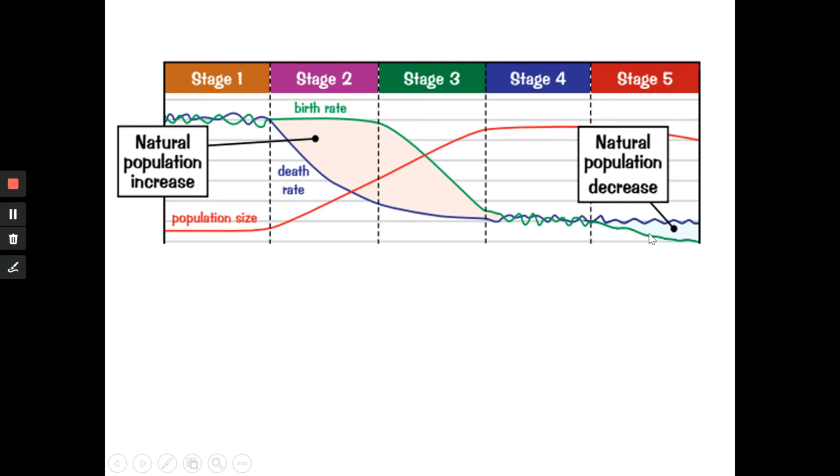It then moves into stage 5, and stage 5 is like countries like Japan and Germany, where death rate continues to stay low, but birth rate drops even more. It starts to become really expensive to have children in countries like Germany because of the high standard of living.